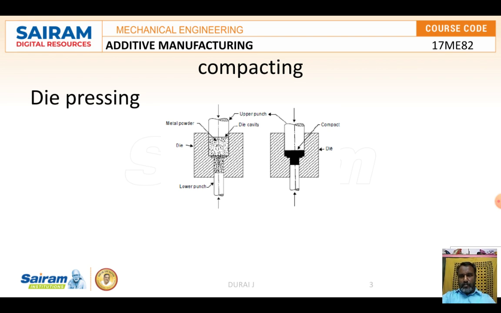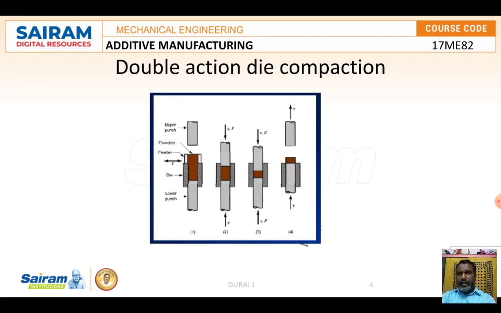Then comes the next one, double action die compaction. Here the powder is compacted simultaneously from opposite directions by both the top and bottom punches. Equal or different amounts of pressure may be employed from each direction. The die table remains stationary, and the upward movement of the lower punch ejects the part. This technique can be used in manufacturing thin walled bushings and cylindrical bearings.